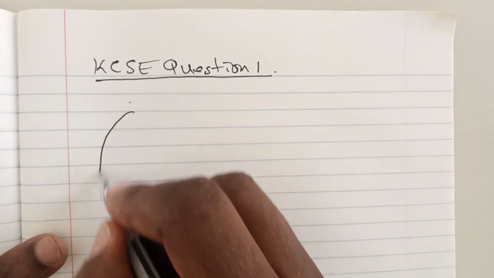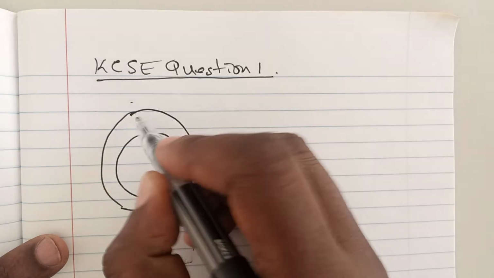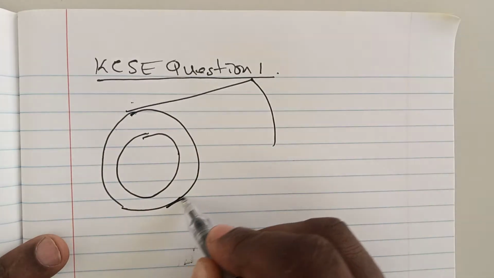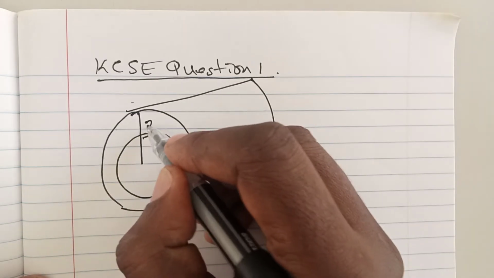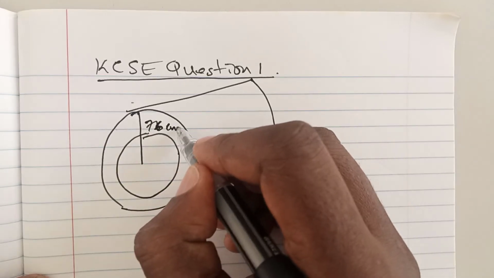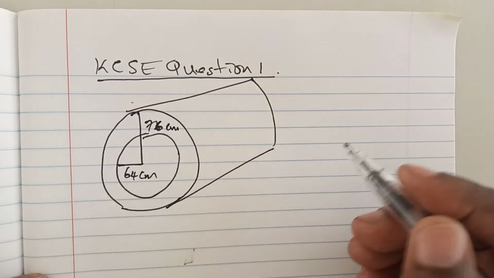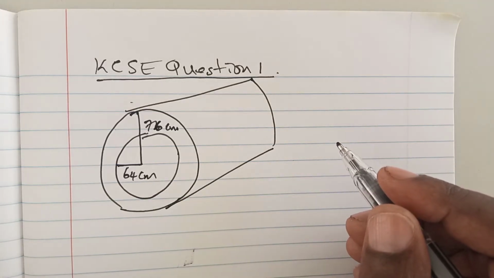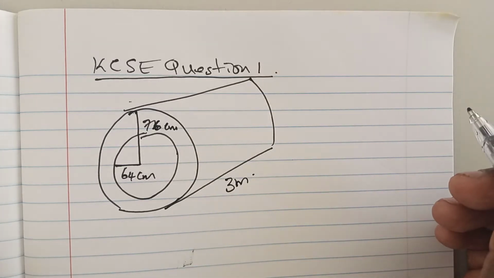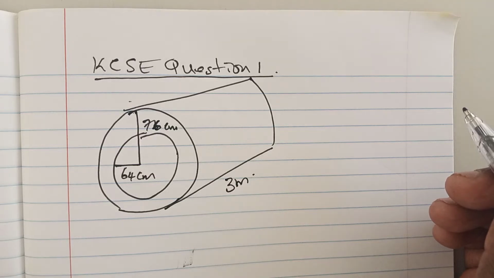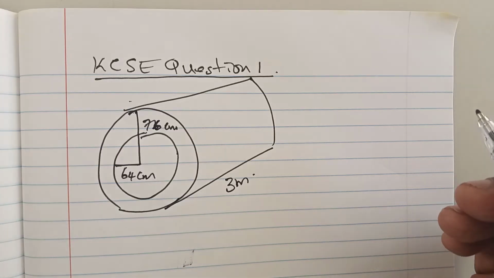Let us have that culvert here. That is the outer and the inner, and the culvert has to have a length. The outer is 76 centimeters and the inner is 64 centimeters. It crosses a road of width 3 meters. Determine the density of the material used in its construction in kilograms per meter cubed, correct to 1 decimal place.